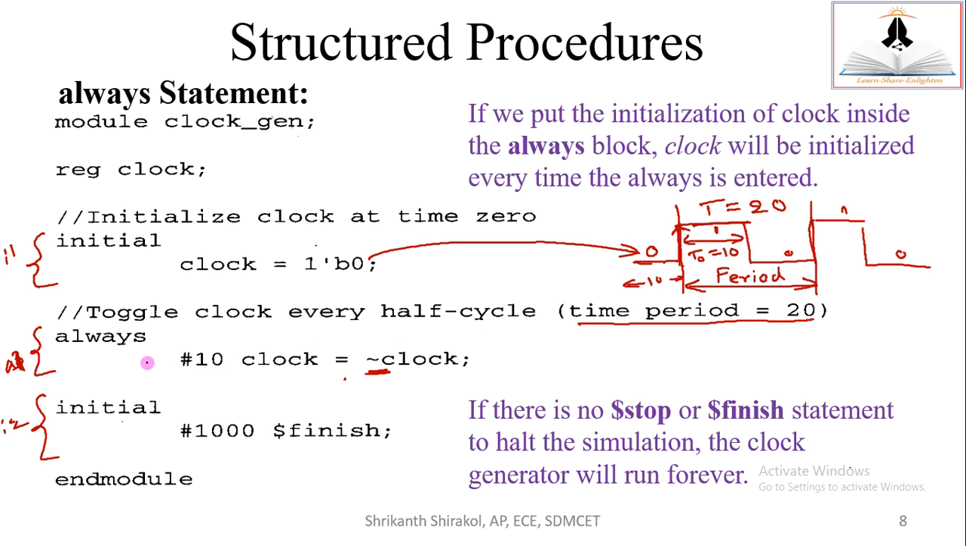Now, when should it stop? The always statement will execute indefinitely. But you should have something to stop or finish. If there is no stop or finish statement to halt the simulation, the clock generator will run forever. So hence you need to stop at some time. So I use one more initial block. After 1000 simulation time, I define finish, termination of the simulation. So let us check using the Xilinx environment.